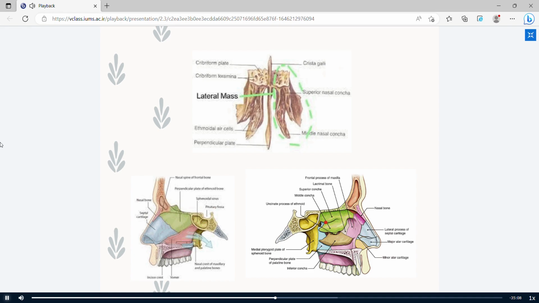There is a superior meatus between the superior and middle conchae. There is a middle meatus between the middle and inferior conchae, and there is an inferior meatus inferior to the inferior nasal concha. These meatuses are the places for drainage of the paranasal sinuses into the nasal cavity. In the next week, I will explain about the nasal cavity and paranasal sinuses.